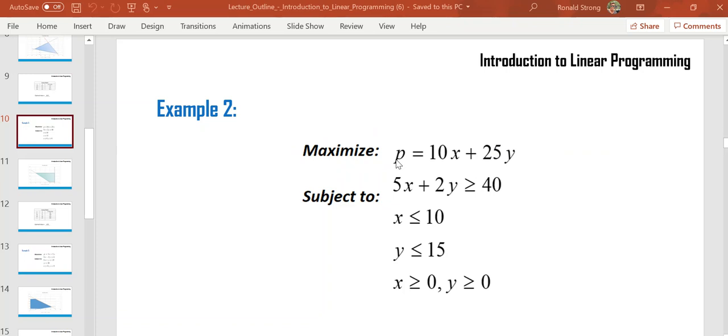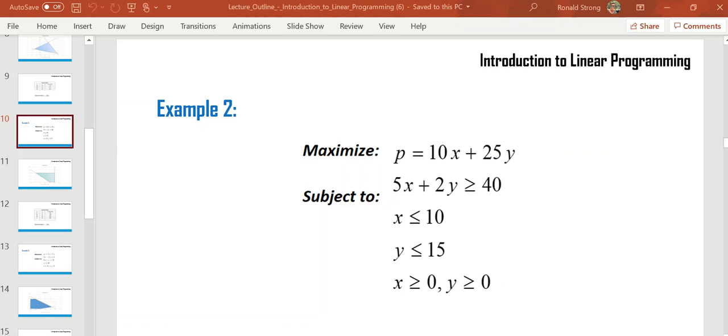we want to maximize. The objective function is subject to the constraints 5x plus 2y is greater than or equal to 40, x has to be less than or equal to 10, y has to be less than or equal to 15, and then we have the non-negativity constraints. Now, I usually don't graph these. x is greater than or equal to 0, and y is greater than or equal to 0. We just have to remember that we're working in the first quadrant in the Cartesian coordinate system. x's have to be positive, y's have to be positive.